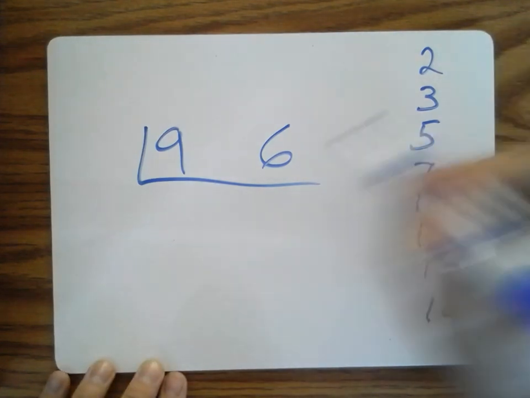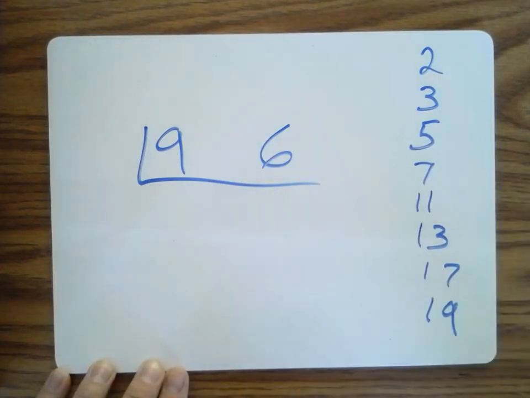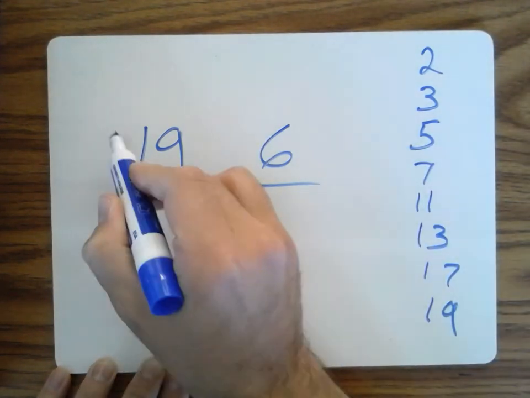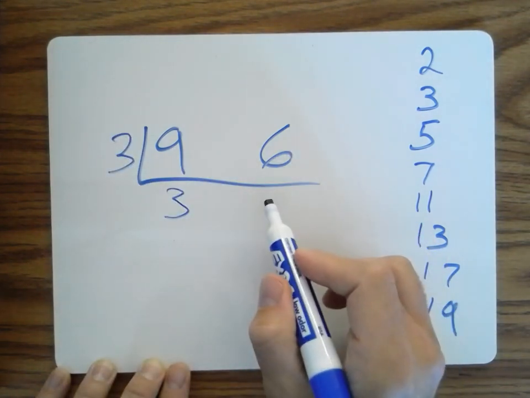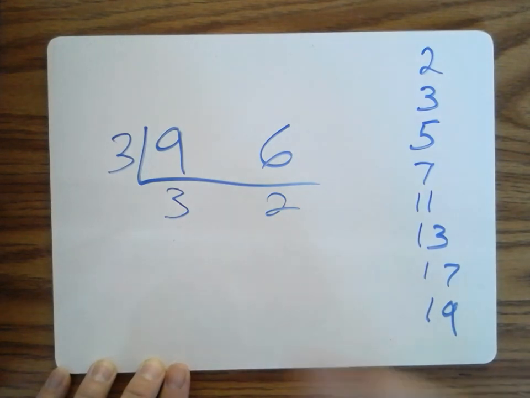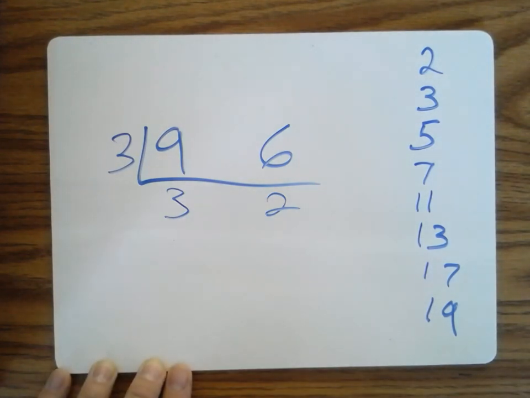So does 2 go into both of these numbers? 2 goes into 6, but it doesn't go into 9, so I can't use it. Does 3 go into both of these numbers? Yes, it does. So I can say 3 goes into 9 3 times, and 3 goes into 6 2 times. And just like in the prime factorization, I've reached 2 prime numbers, so I'm going to stop.